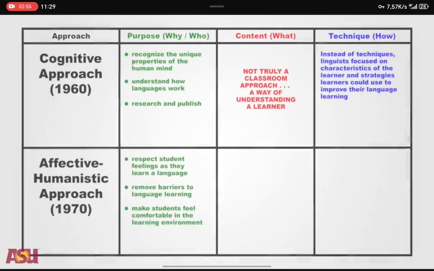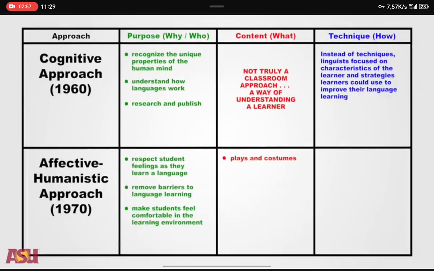Our caricature brought in tea, music, colorful posters, and aromas. He also had students sitting on mats instead of at desks and talked in a soothing voice. Teachers in this approach used plays and costumes, told stories, and played games with their students, all the while respecting their feelings and striving to make them feel comfortable.